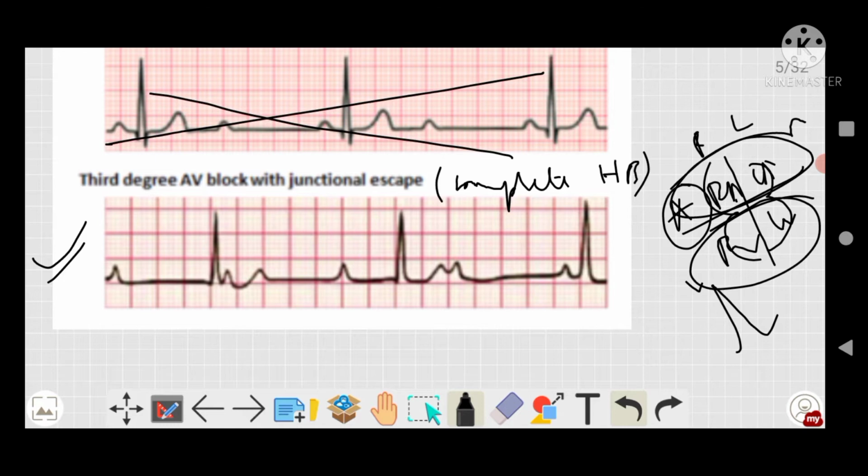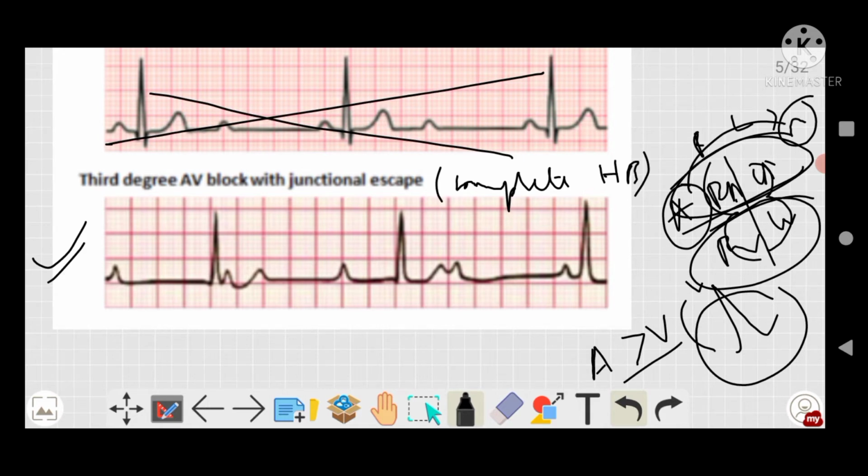So the P waves, that I mentioned here, are due to atrial beating, and the QRS is due to ventricular beating. They will have no rhythmic symmetry, right? And sometimes the atrial rate is more than the ventricular rate. Okay, and here the treatment is mainly with pacemakers, right? Usually, and this can be caused by Lyme disease as well.